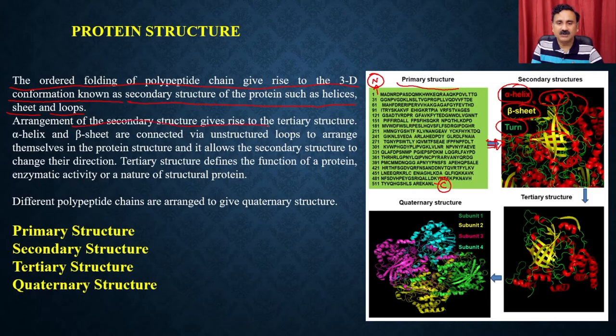The arrangement of the secondary structure gives rise to the tertiary structure. Alpha helices and beta sheets are connected by unstructured loops to arrange themselves in the protein structure, and this allows the secondary structure to change its direction.